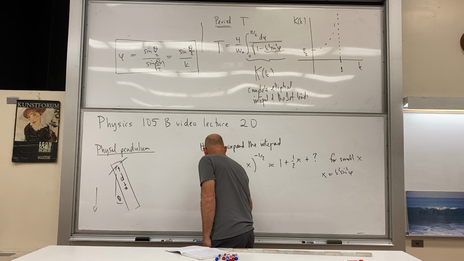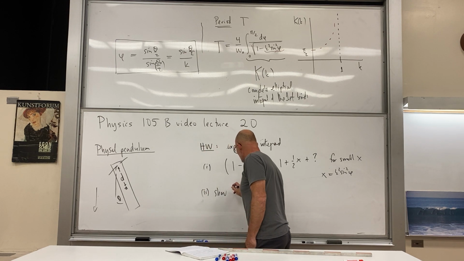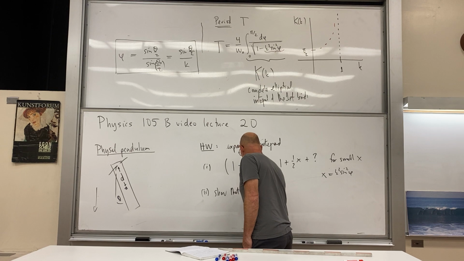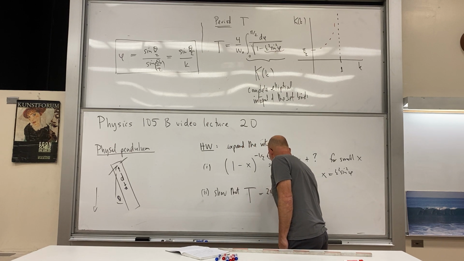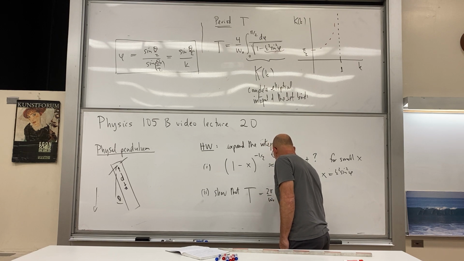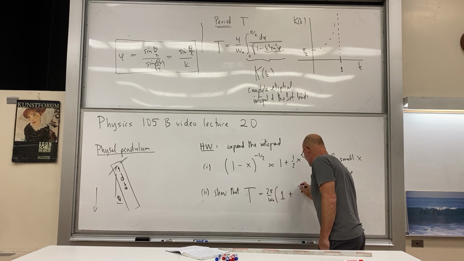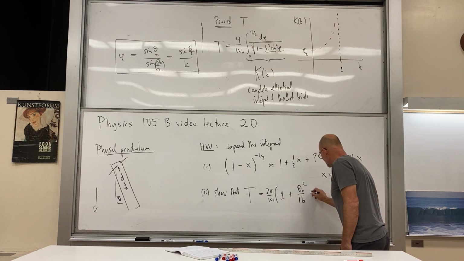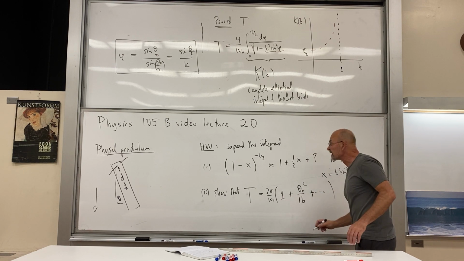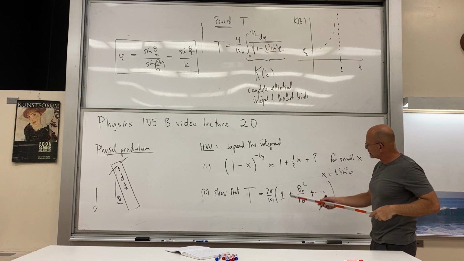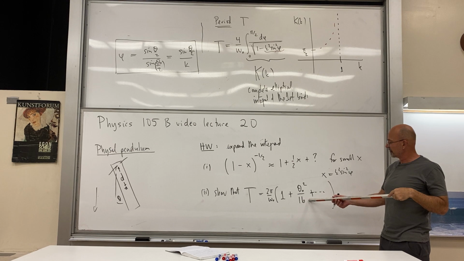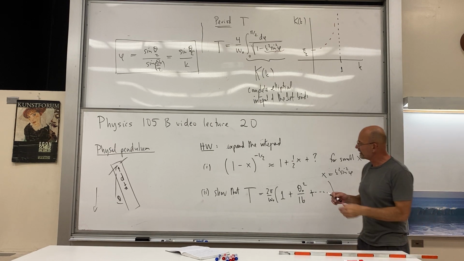And then I'll just put the answer here so that we know what we're working towards. Show that the period goes as 2 pi over omega naught times 1 plus theta naught squared over 16 plus and so on. So if you expand this integrand and start integrating, then your next correction will turn into this. Okay. And this is a worthy result.